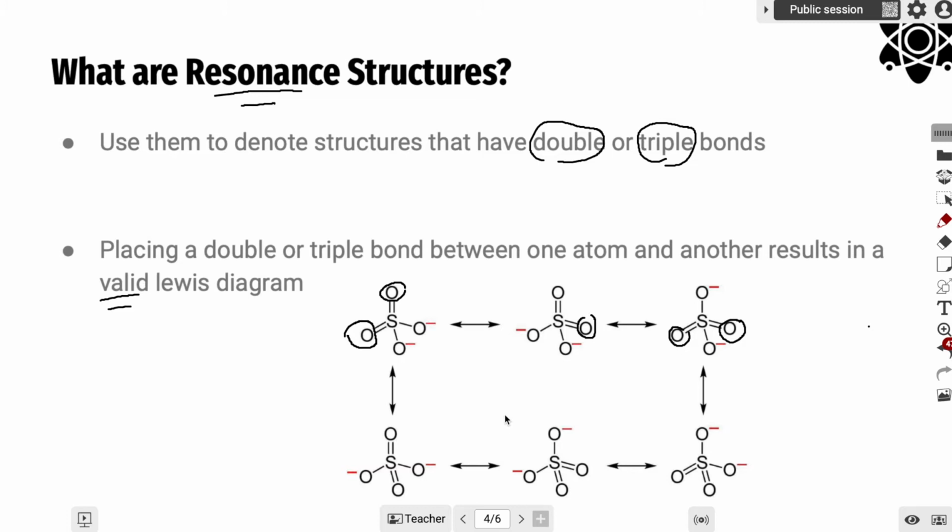We'll take a look at how to create them in an example, and I'll break down, of course, how to identify again when we have a resonance structure.